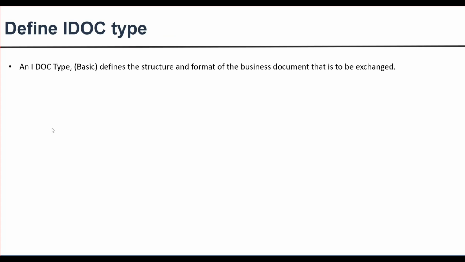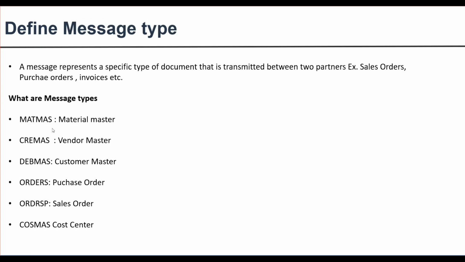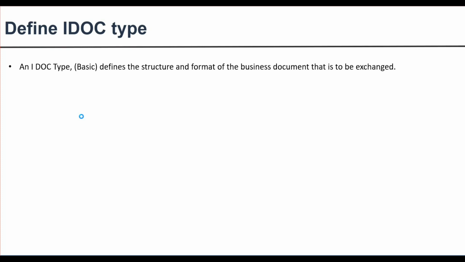Now you are going to learn about the IDoc type. What is an IDoc type? The IDoc type is the structure and format of the business document. The structure and format of the business document is nothing but the IDoc type. What type of format is there, that is the IDoc type.